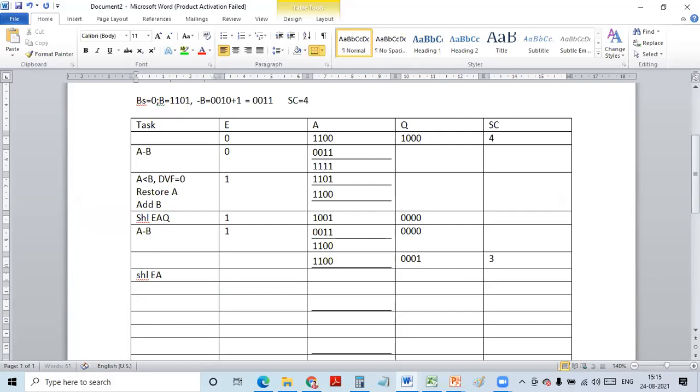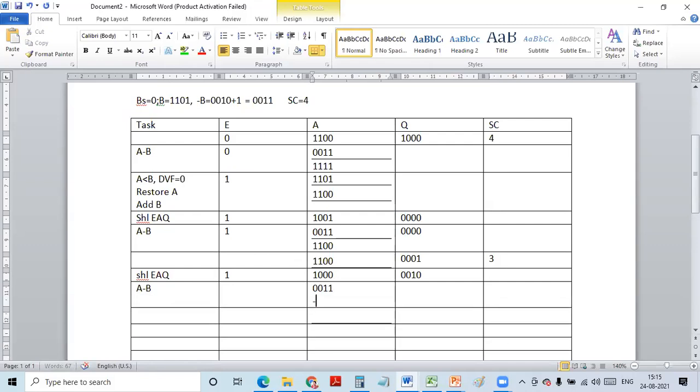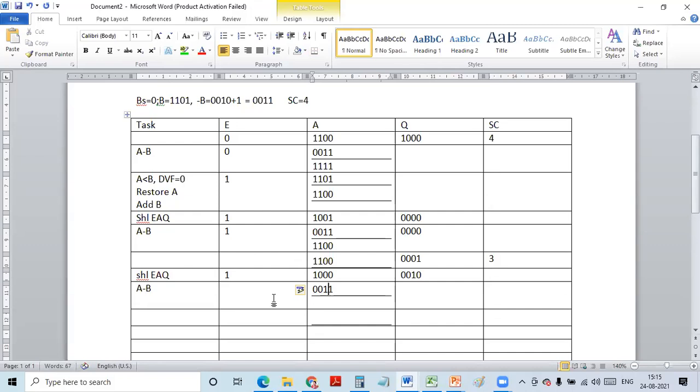Next time SHL EAQ. So we'll be getting E as 1. What here? A minus B. Okay. So 1 1 0 0 0 0 0 1 0. Then A minus B. Here also we got E as 1 that we need to remember. Minus B is 0 0 1 1. So E is as it is 1, and then here 1 0 1 1 0 0 1 0.